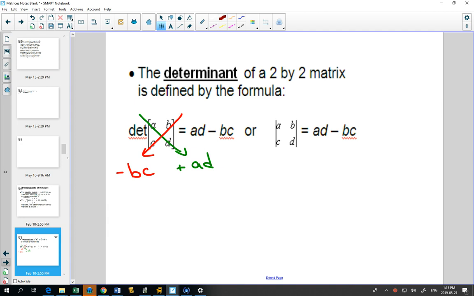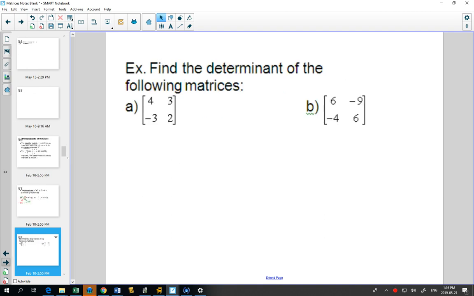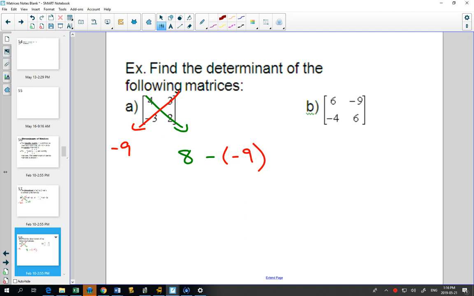And I use these two arrows to remember it. A times D, B times C. And then the red arrow, which is going backwards, is because the BC is subtracted. So, if we had these matrices, my green arrow here would be 8. My red arrow here would be -9. So if I do 8 minus a -9, 17. The determinant is 17.